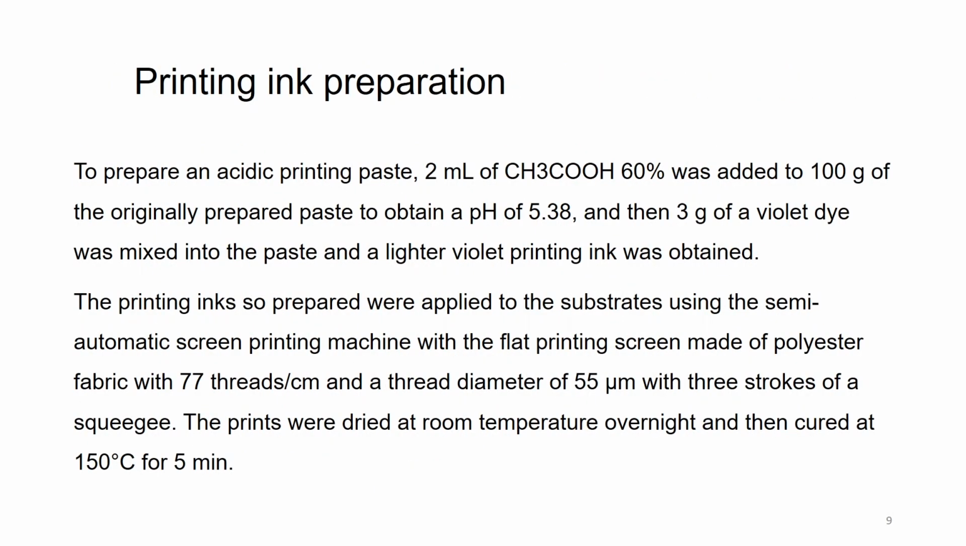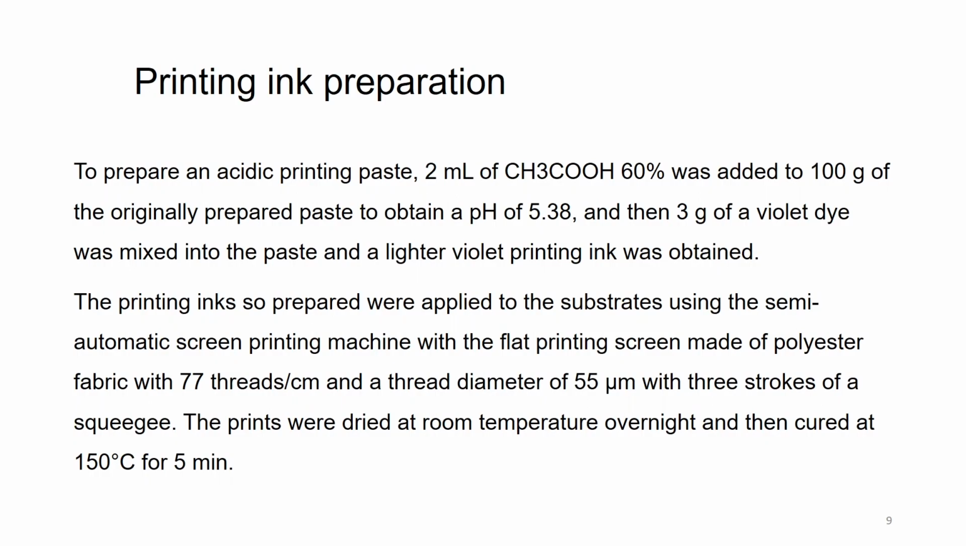Printing ink preparation. How is it prepared actually? To prepare an acidic printing paste, 2 ml of acetic acid, 60%, was added to 100 gram of the originally prepared paste to obtain a pH of 5.38, and then 3 gram of violet dye was mixed into the paste and a lighter violet printing ink was obtained.